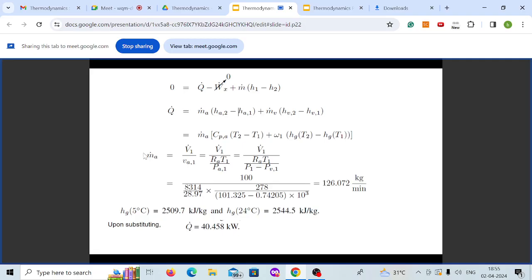The mass of air can be found using the volume flow rate. So we have to find the specific volume. For specific volume you will use the ideal gas equation. So P is rho RT, and 1 by rho is the specific volume. So specific volume is RT by P. So Ra T1 by Pa1.